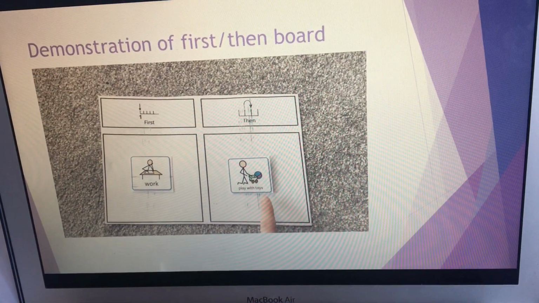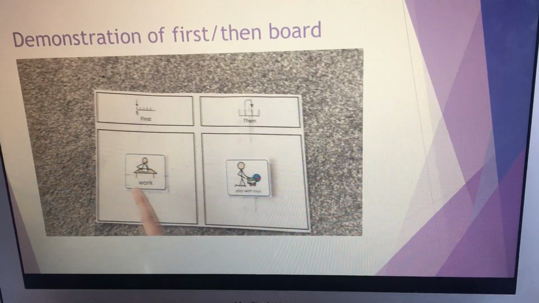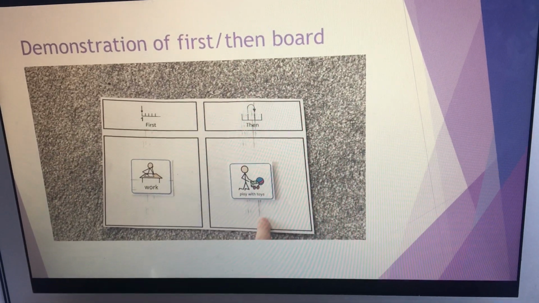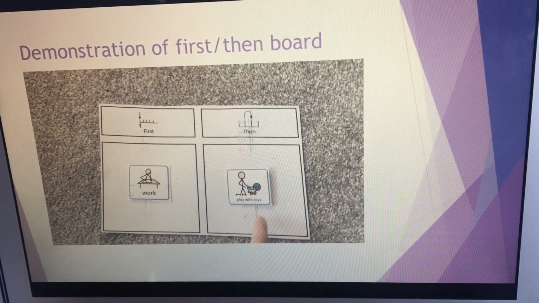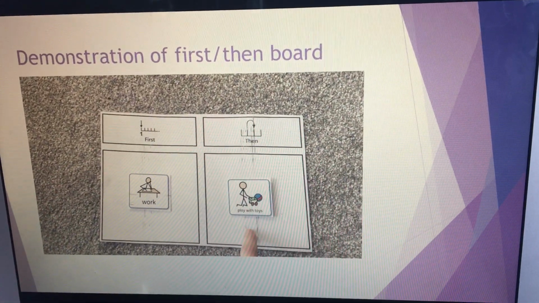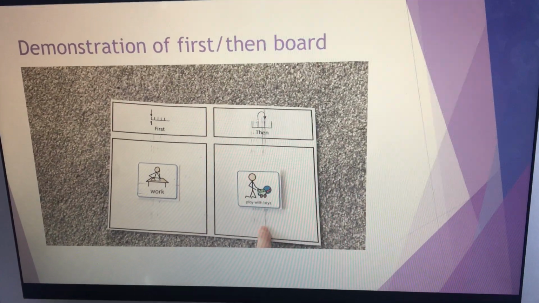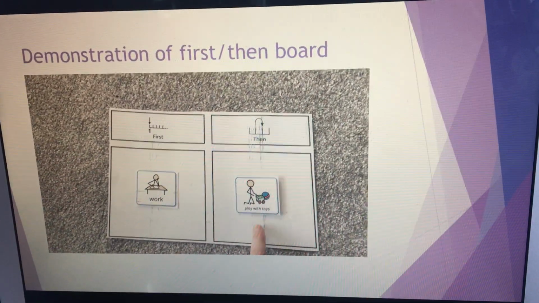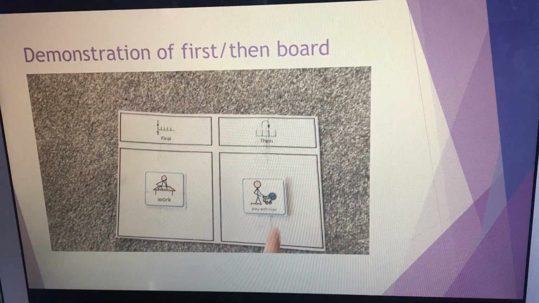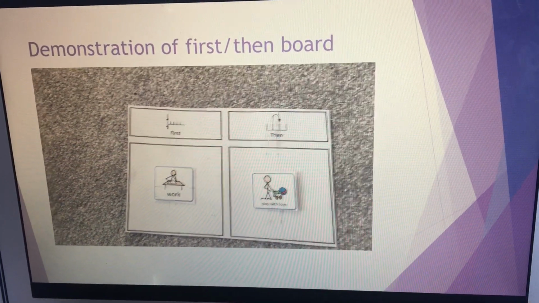Make sure that this is a reinforcer, so something that really motivates the child. This should be something you want them to do, and this should be something that they want to do. If you've used your first and then board, don't change this. If they complete this task, make sure you follow through with whatever this is. The child needs to know, to trust you, that if they're moving away from something they like, that they can go back to it, or there's something better coming up.